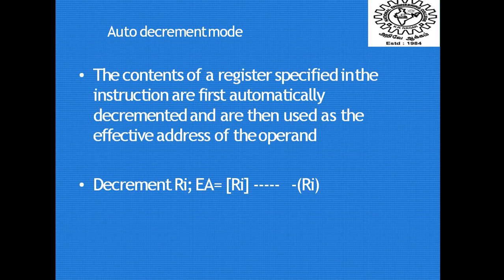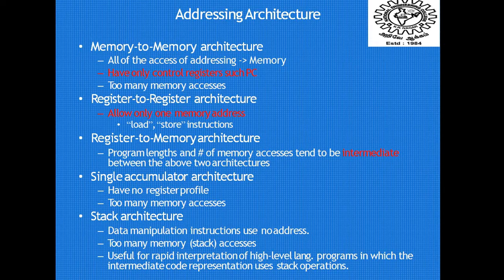Okay, next, the last simple ones: auto decrement and auto increment. Auto decrement means it will decrement the location value step by step. The contents of the register specified in the instruction are first automatically decremented and used as the effective address. First it is decremented automatically one by one. Decrement means reducing. Another one is also there.